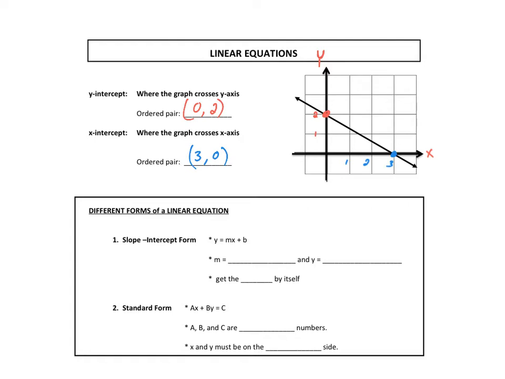Okay, so the intercepts are the points where they cross the x-axis and the y-axis. I want to make a little note here. Y is always 0 at the x-intercept. And x is always 0 at the y-intercept. So that's true no matter what. Whenever there's a y-intercept, x is 0. At the x-intercept, y is always 0.